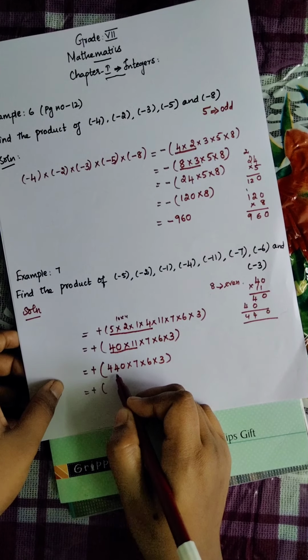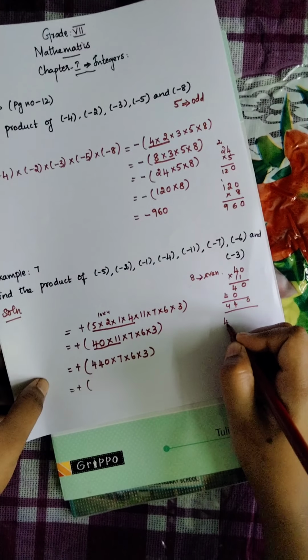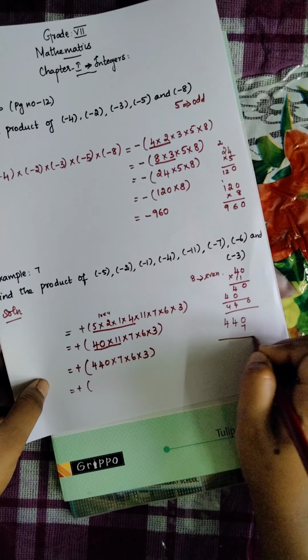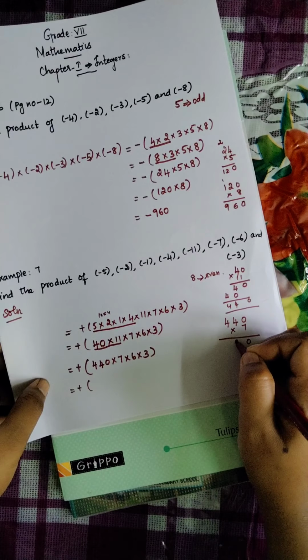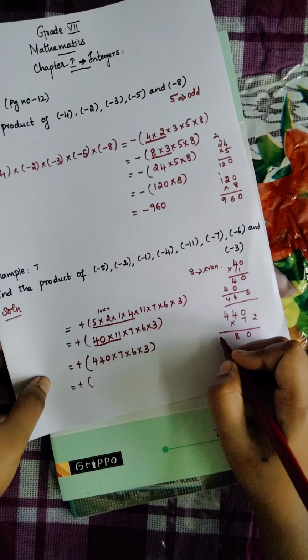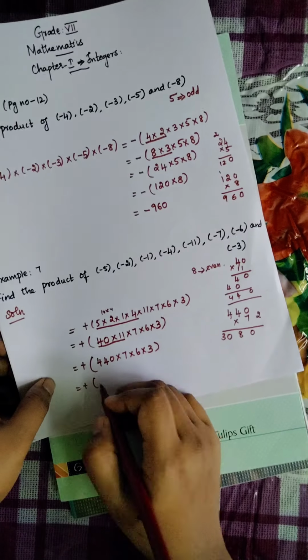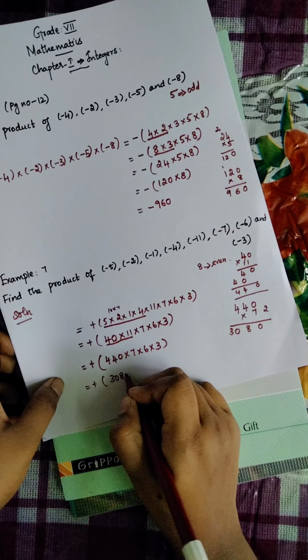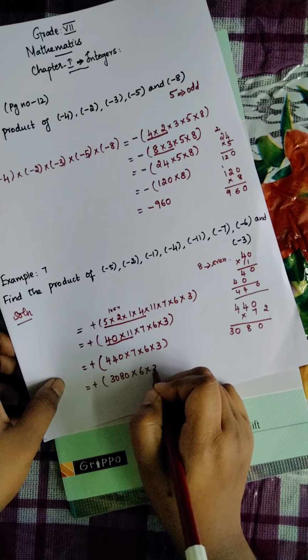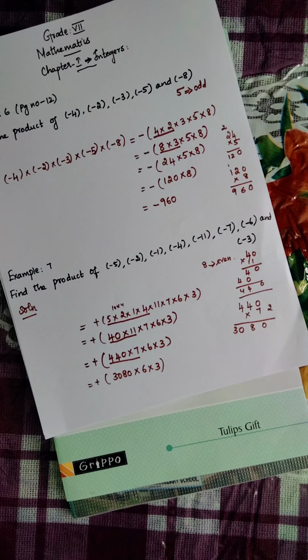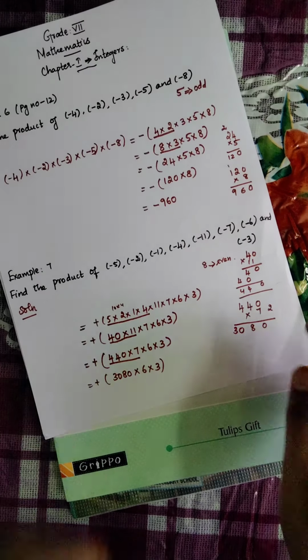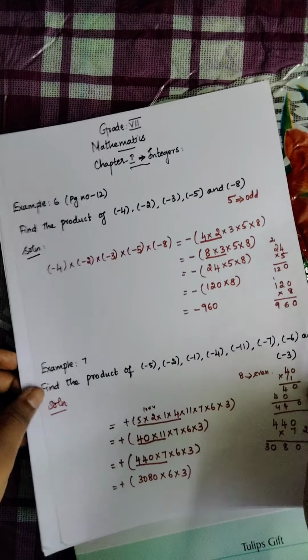Next multiply this 440 into 7. 7 into 0, 0. 7 fours are 28. Balance 2. Again 7 fours are 28, plus 2 is 30. 440 into 7 is 3080, then into 6 into 3. Understand? Do you all understand? I'm writing the next page. Listen.